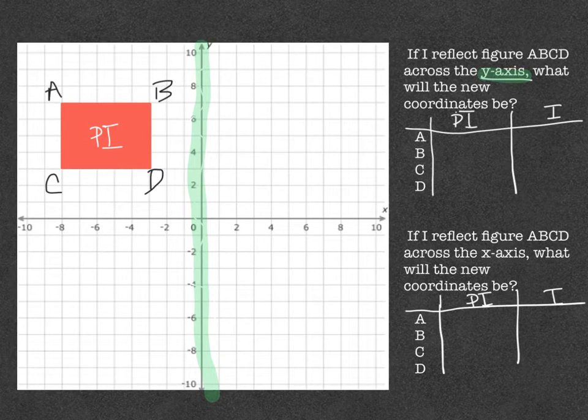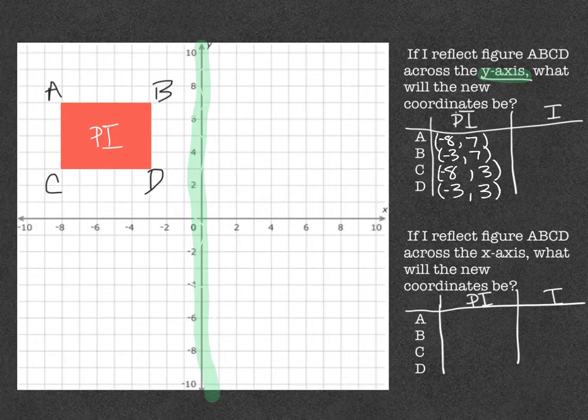If we reflect it across the y-axis, what will our new coordinates be? So let's write down what they are right now. So point A is at -8 across and 7 up. So -8 and 7. Point B is at -3 and 7. C is at -8 and 3. And D will also be at -3 and 3. Okay, so let's flip it over and see what happens, shall we?